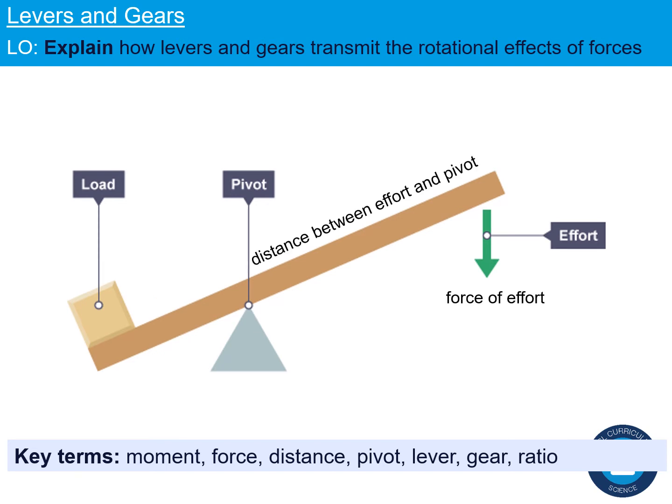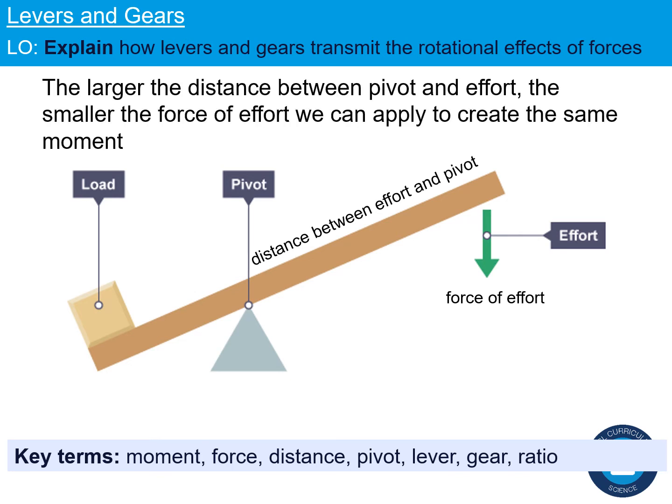Now, if we look at labeling some things, we can see that the distance between the pivot and the effort has been labeled. That's our perpendicular distance. And then we've got our force of the effort. If we want to be able to lift a load, then we can see that the larger the distance between the pivot and the effort, the larger the moment. And if we've got a large moment due to the effort, we know that we'll therefore have a large moment for that load. And that is why they say that levers can be used as force multipliers. They allow a large force to act upon the load, even though we only put in a small effort.